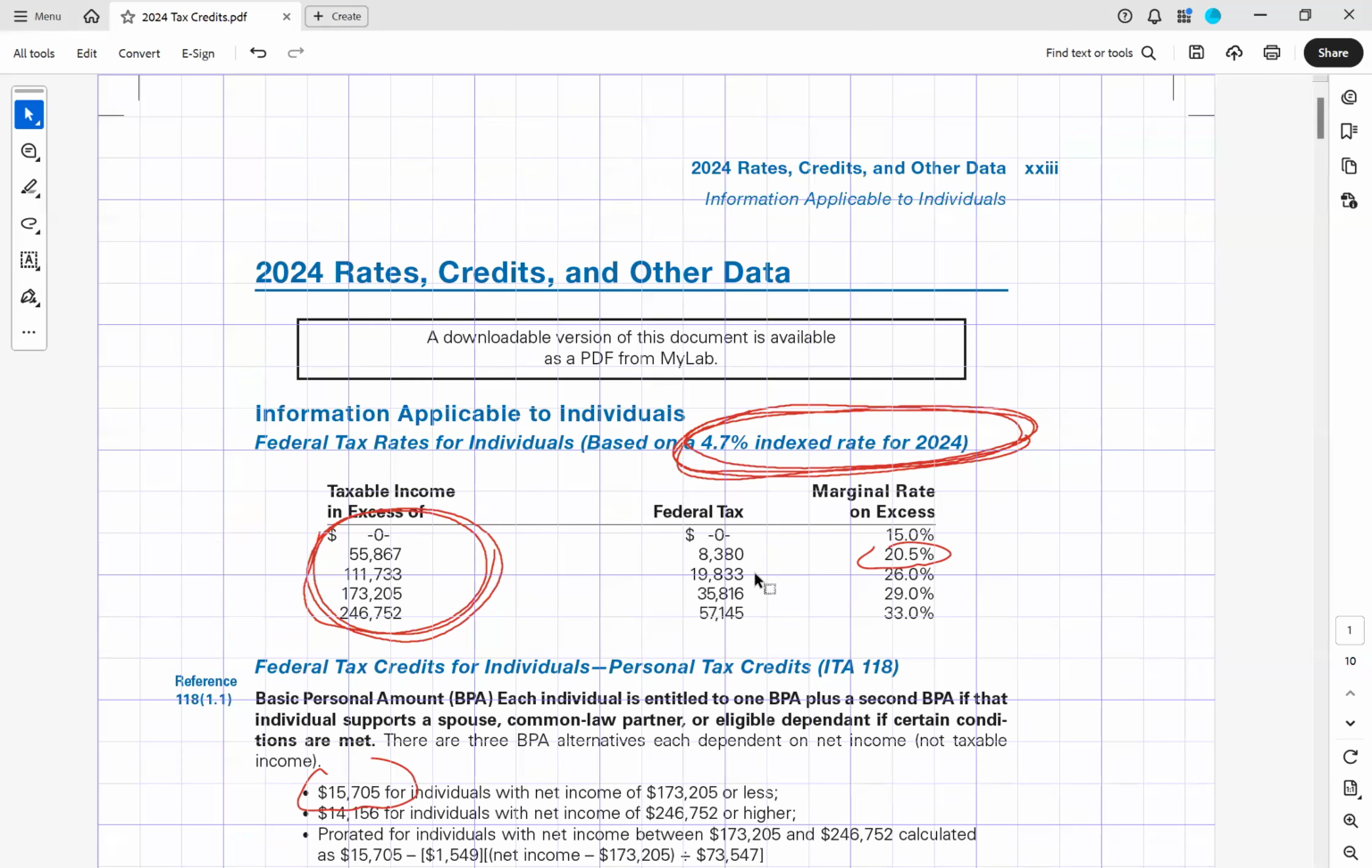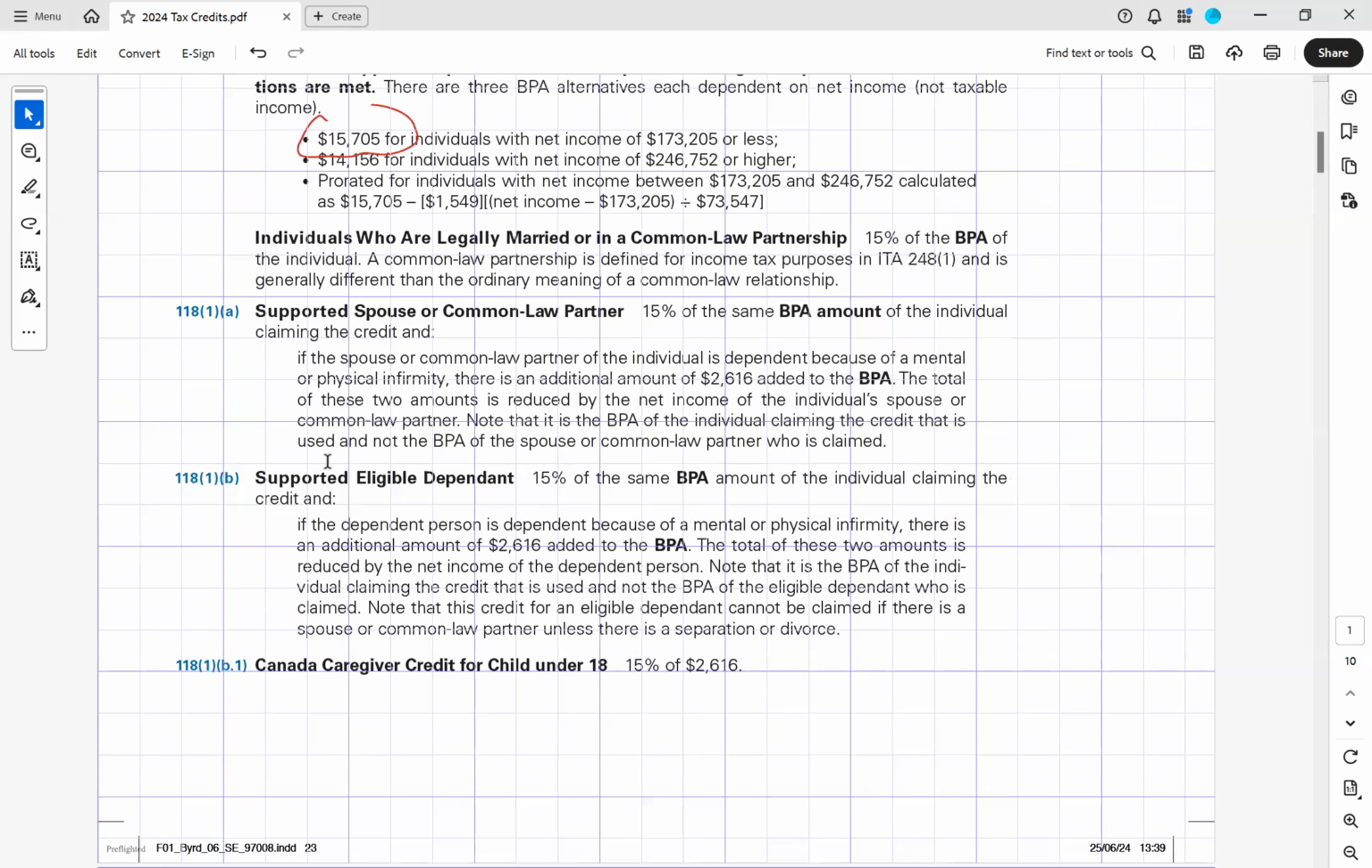So once again, we go back to page 1. So we have the eligible dependent right here, 15% of the BP amount. And then if that dependent has an infirmity, we add the 2,616. But then the Canada Caregiver for child under 18 is also 2,616. So once again, because this is for a child under 18 that has an infirmity, and because Tanya qualifies to claim the eligible dependent, we claim the eligible dependent, the 15,705, and then for the infirm amount, we'll claim that under the Canada Caregiver for child under 18.